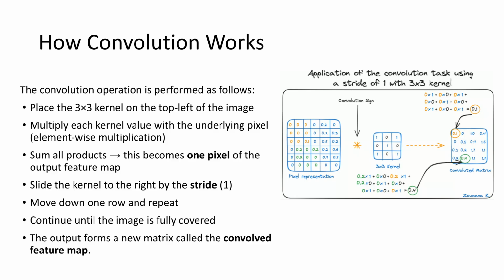After that, we move the filter to the right by one step, called the stride. We repeat the operation. When we reach the right edge, we move down one row and start again from the left. This process continues until the entire image is covered. The result forms a new matrix called the convolved feature map.